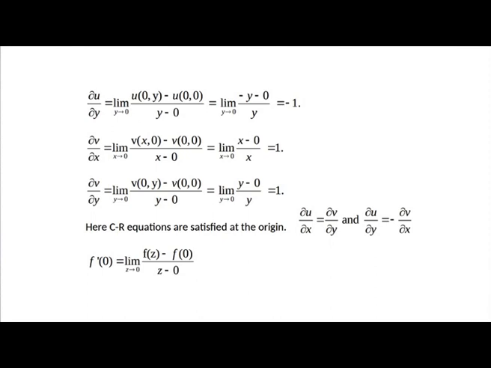In the same way we proceed to find ∂v/∂y and ∂v/∂x, which will give you respectively 1 and 1. So, you check the CR equations. You can easily see that u_x and v_y are equal to plus 1 and u_y is equal to minus v_x, that is minus 1. So, here clearly the CR equations are satisfied at the origin, that is z equal to 0.